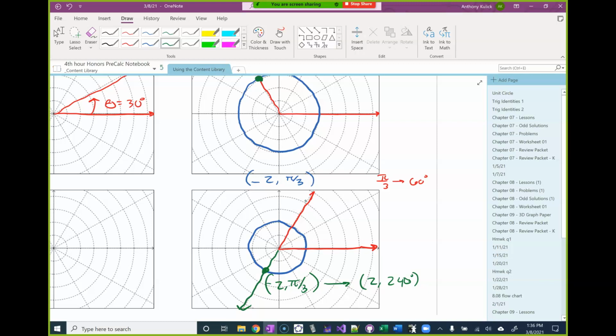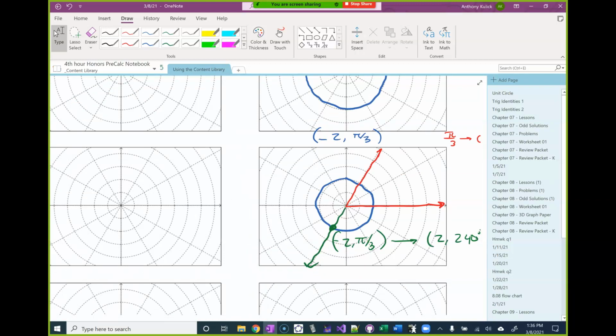Everybody feel okay about just plotting these points? Okay. If it was a negative angle, we do the negative angle the same way we did before and just rotate clockwise instead of counterclockwise. But that's no big deal, right? Feel so far so good? Okay.